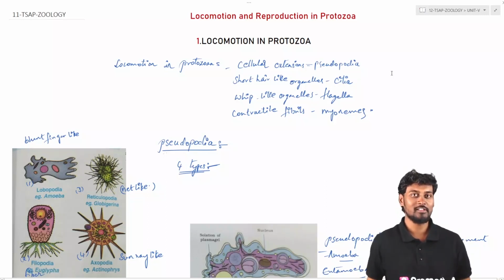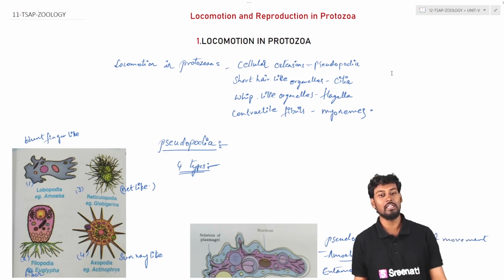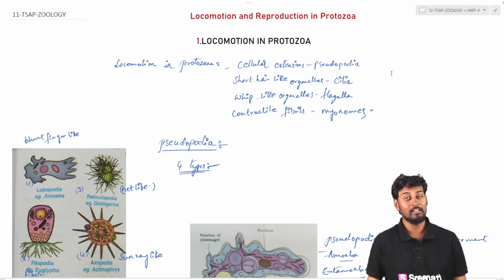Today we are going to discuss the 5th unit, that is locomotion and reproduction in the protozoa. So here we are first going with the locomotion in protozoa. This is the first topic in this particular unit. So what is locomotion? It is nothing but movement. A movement within an organism is called locomotion.